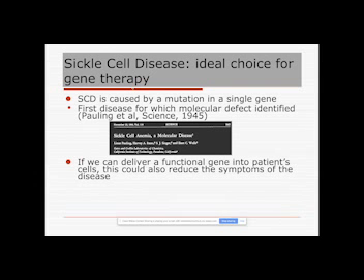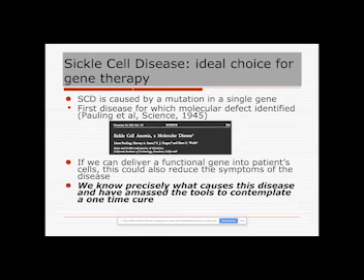It's caused by a mutation in a single gene, and as I mentioned, it's the first disease for which a molecular defect is identified. So we know exactly what the cause is, we know exactly where the gene issue is, so why can't we just deliver a functional gene into the cells, because this could reduce the symptoms of the disease. And again, we've now finally amassed the tools to consider that we might actually be able to do this. We might actually be able to deliver DNA into a new cell to produce new hemoglobin in someone with sickle cell disease as a one-time cure.